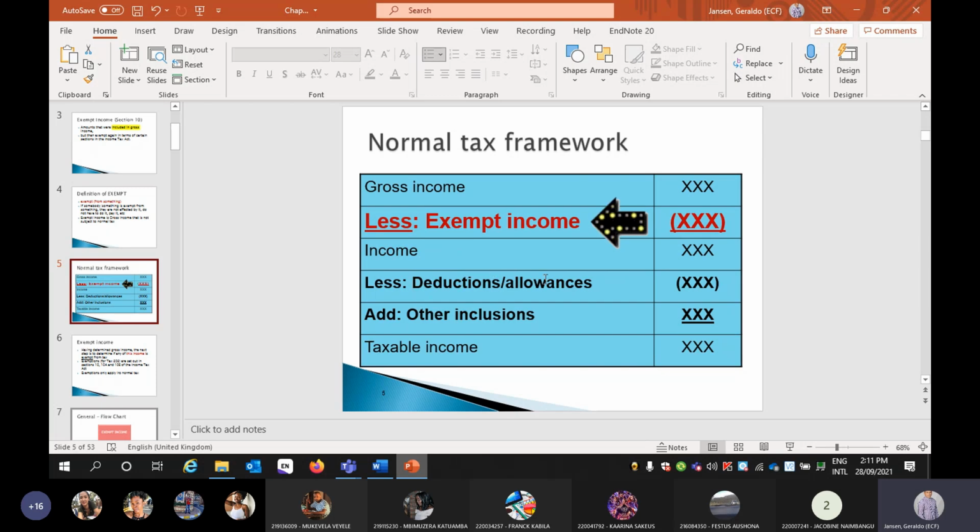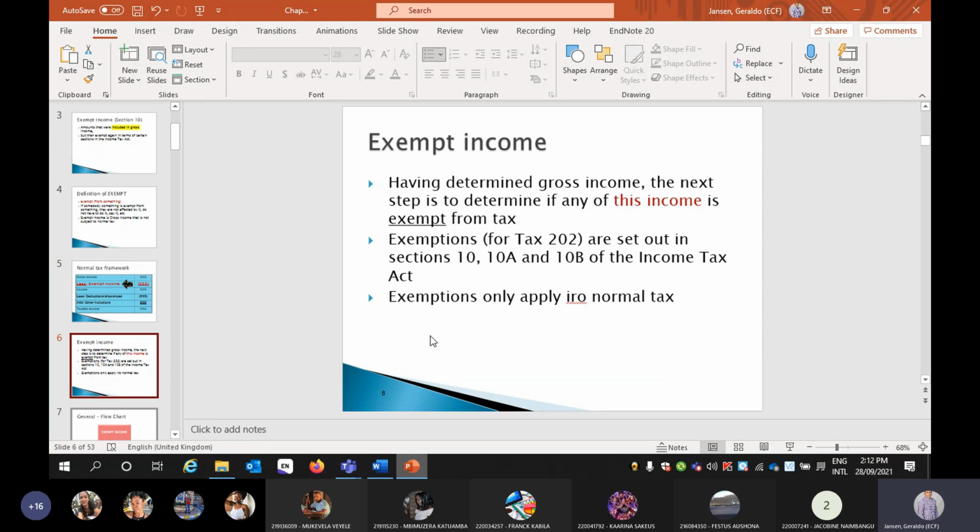Later we'll look at deductions and allowances. We will look at other inclusions such as capital gains tax, so this is a positive one, an add. That will give us taxable income, and obviously we will use the table to calculate the tax liability of a person. So guys, we said exemptions are found in sections 10, 10A and 10B of the Income Tax Act, and exemptions only apply in respect of normal tax.